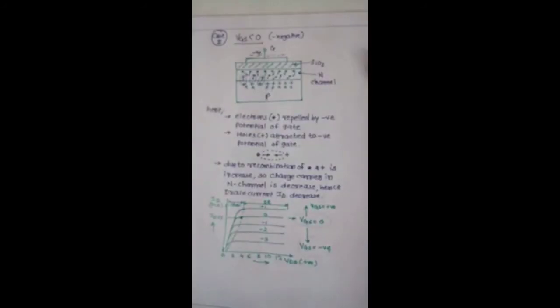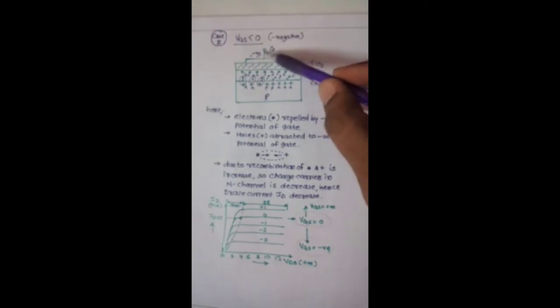Now in case 2, we are considering the voltage is negative. It means that VGS is less than 0. It means the gate terminal is given negatively. So the upper portion of the gate is negative.